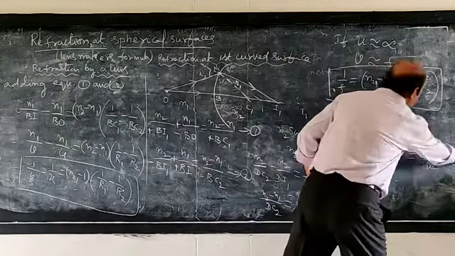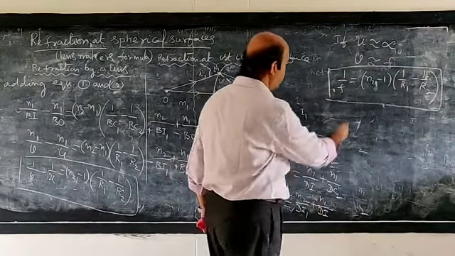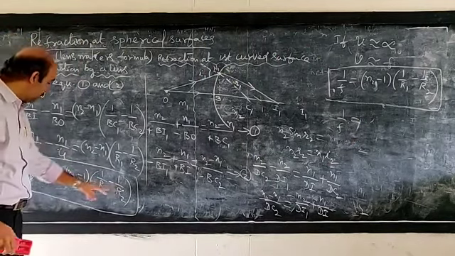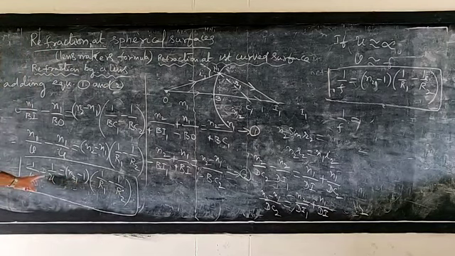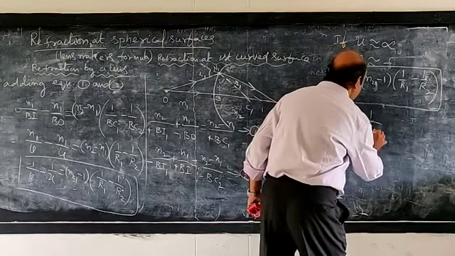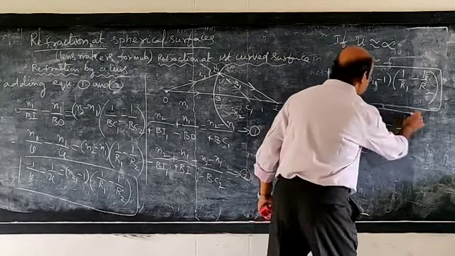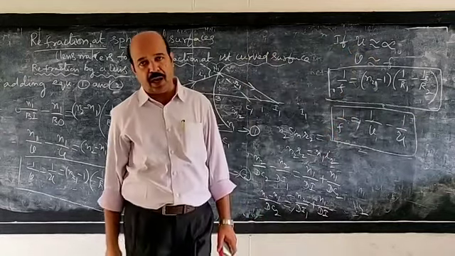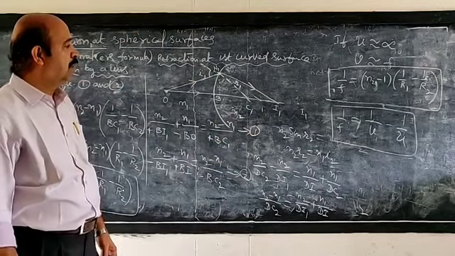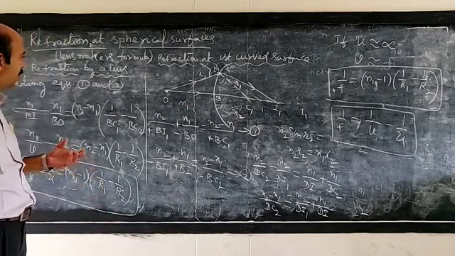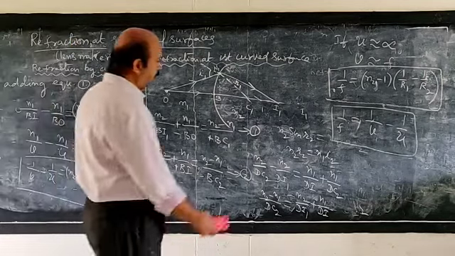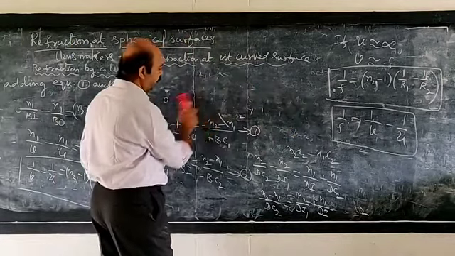Also from the same equation, since 1 by f is equal to n21 minus 1 into 1 by r1 minus 1 by r2, which is equal to 1 by image distance minus 1 by object distance, we can write 1 by f is equal to 1 by v minus 1 by u. So this is called the lens formula. In this way we can derive the lens maker's formula and the lens formula by applying the concept of refraction at curved surfaces.